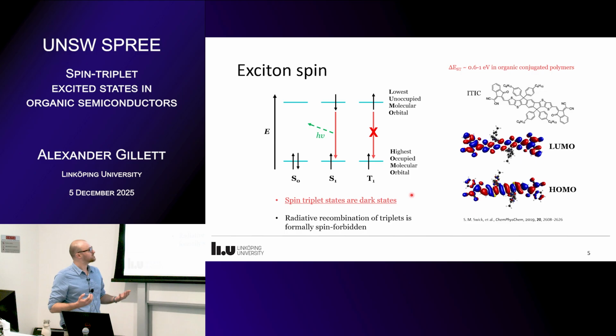And this basically means that your spin-triplet states are generally dark states. So they don't really absorb light and they don't emit light very well. And this can have, as we'll see shortly, some important consequences for how photovoltaics and LEDs operate when they're made from organic materials.